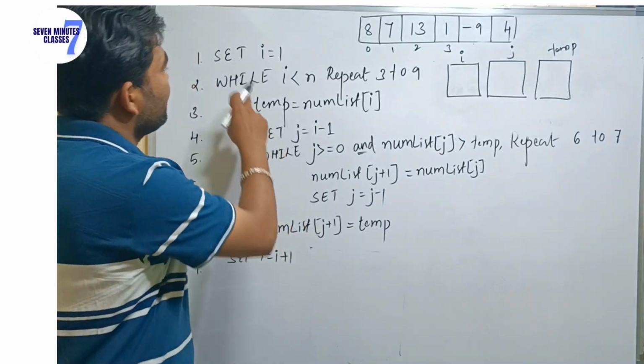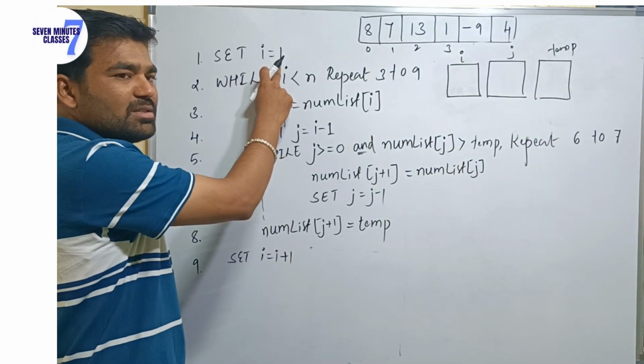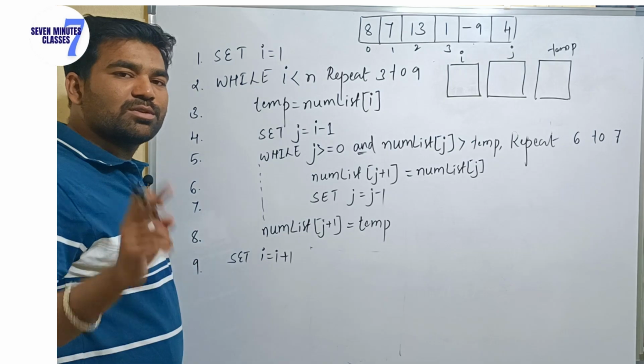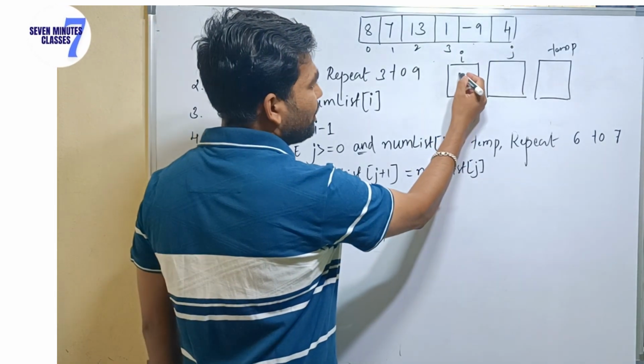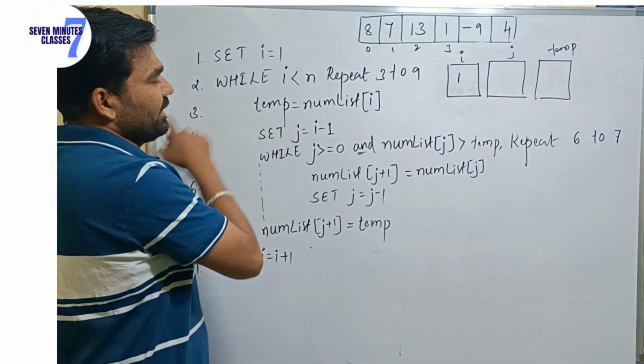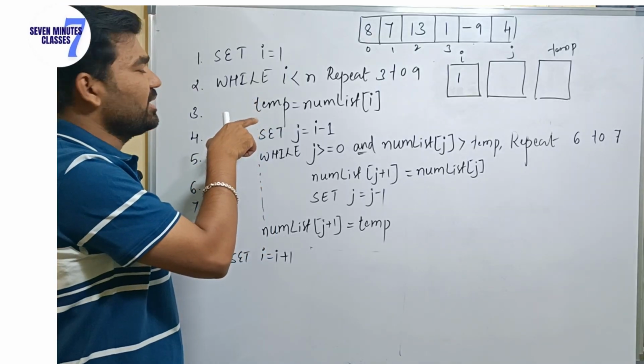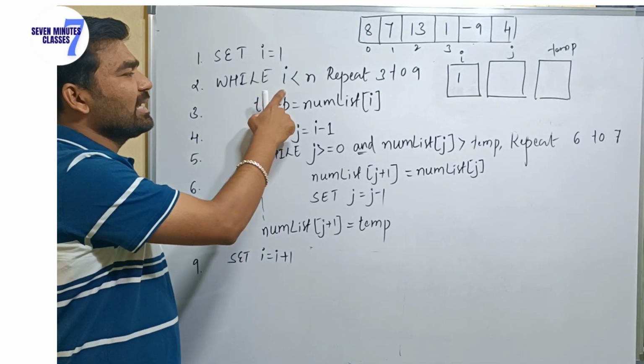Look here: set I equal to 1. It means the value of I is initialized to 1. So the value of I is 1. Then another condition you can say in the next step, that is while I is less than n.